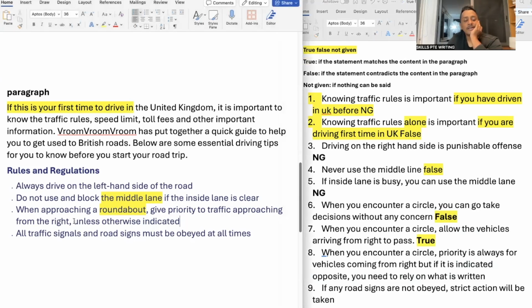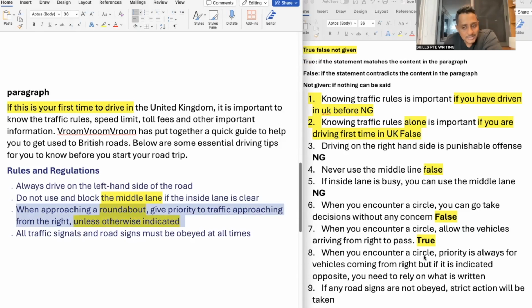What is the meaning of unless otherwise indicated? What is the meaning of it? Anybody? Give priority to someone unless otherwise indicated. It means don't do this if something else or opposite is indicated. Correct, right? They've clearly mentioned the condition.